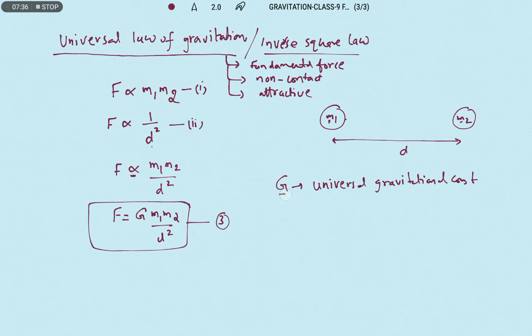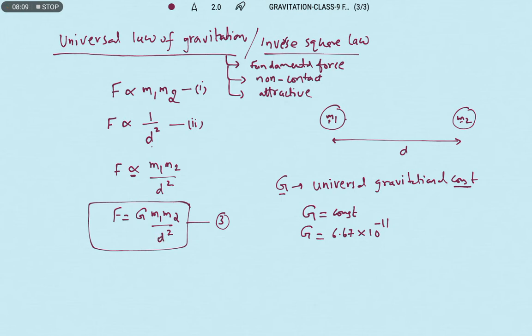Sir, what is meant by universal gravitational constant? Wherever in the universe, the value of capital G remains constant or fixed. That means from place to place the value of capital G never changes. Sir, what is the value of capital G? The value of capital G is 6.67 into 10 to the power of minus 11. Sir, what is the unit of universal gravitational constant? Even though it is a constant, it has a unit.